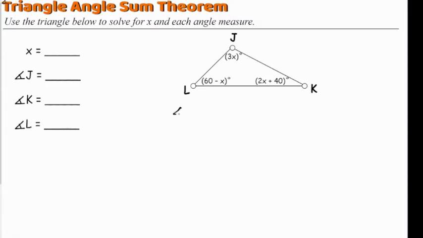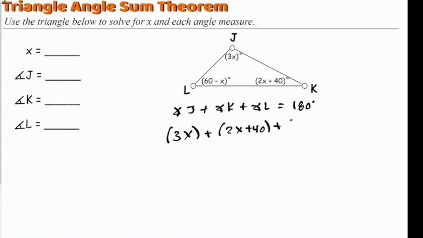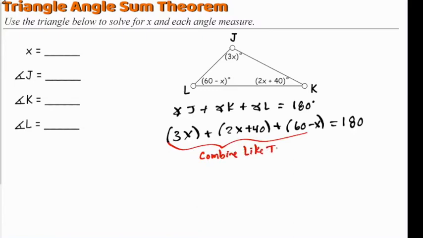Here we see that we have angle J plus angle K plus angle L, and we know that they must add up to 180 degrees. We can replace J, K, and L with their algebra that represents each angle. So 3x plus 2x plus 40 plus 60 minus x equals 180. Now you can combine like terms. So we have 3x plus 2x is 5x, minus 1x is 4x. We have 40 plus 60 is 100.